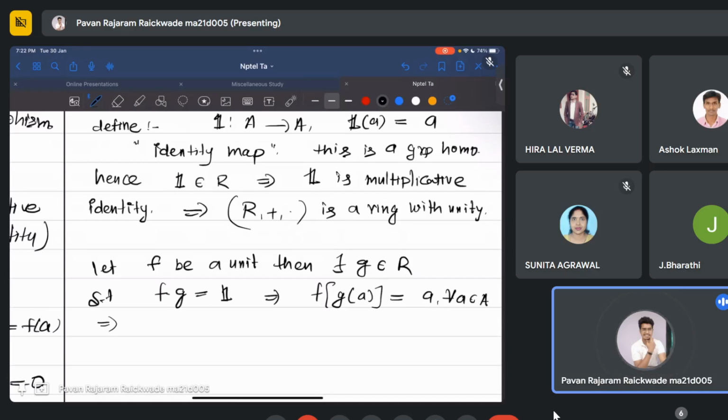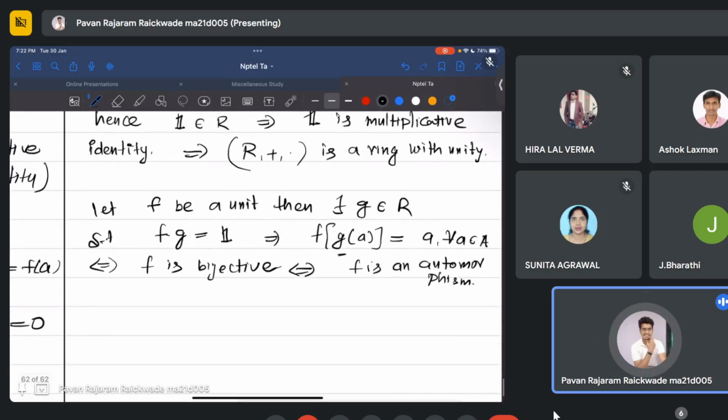F is bijective, right? Then only you get an inverse. I mean, this G is a kind of function inverse of F. This implies F is bijective. And F is already a homomorphism, right? This is if and only if, actually, F is an automorphism. Automorphism is basically a bijective homomorphism from a set to itself.